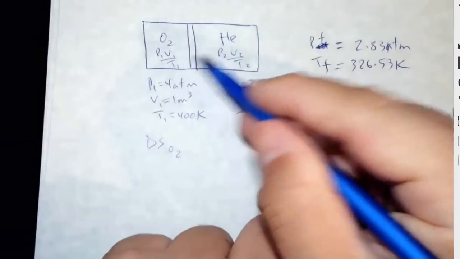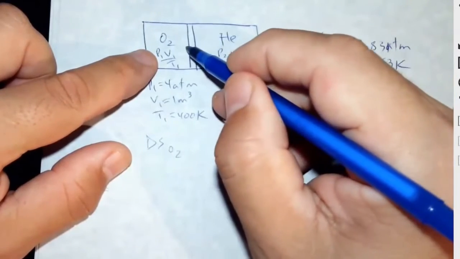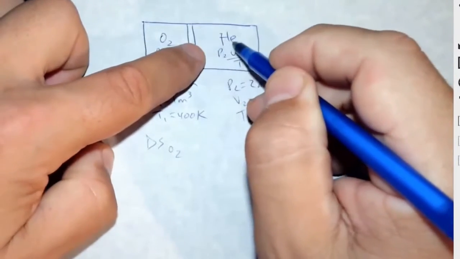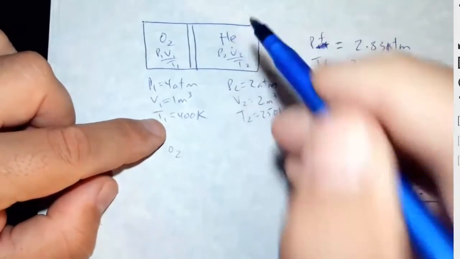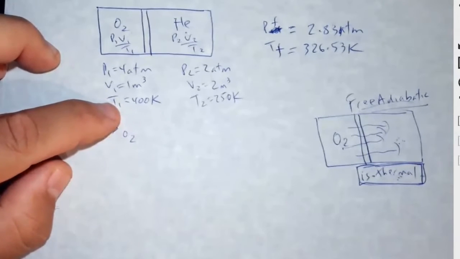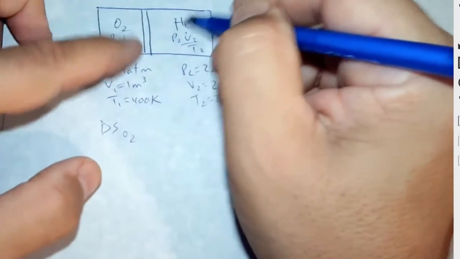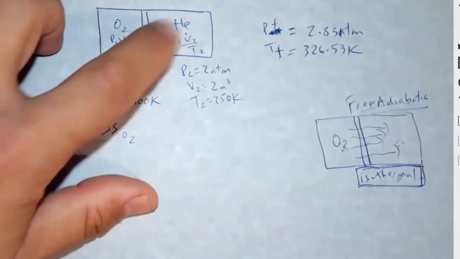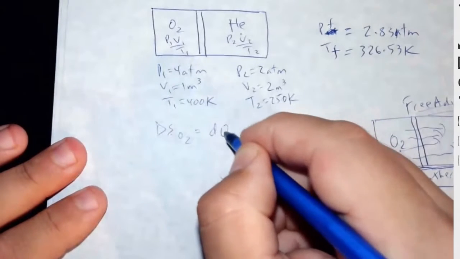Now here, it's none of the above because as the oxygen is expanding, oxygen is giving heat to the helium, and the helium is receiving heat. So its temperatures are changing. So it's not isothermal and it's not adiabatic. I mean, the whole thing is adiabatic because no heat is coming from the surroundings, but not for each particular gas. So when we're doing a change in entropy, we have to start from the beginning.